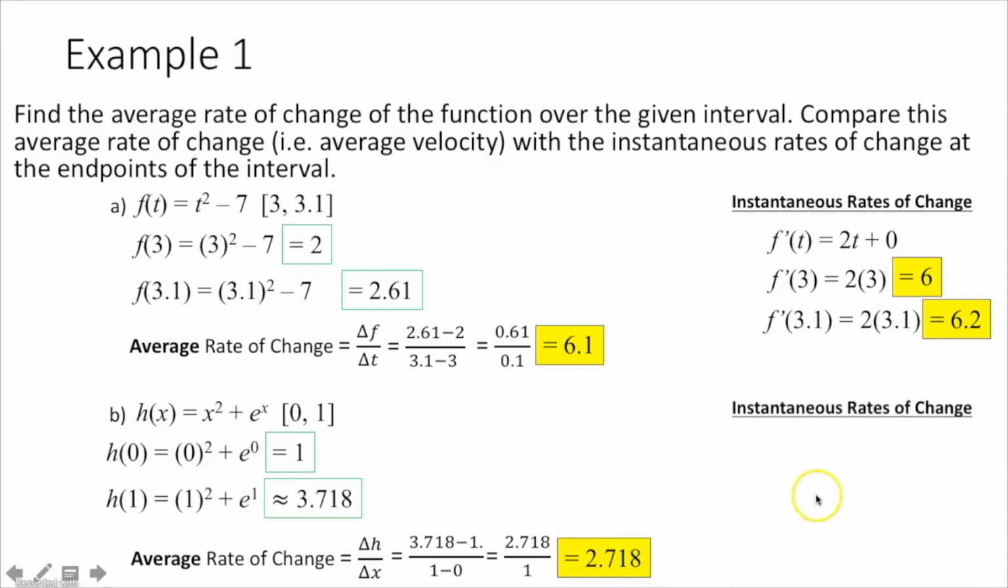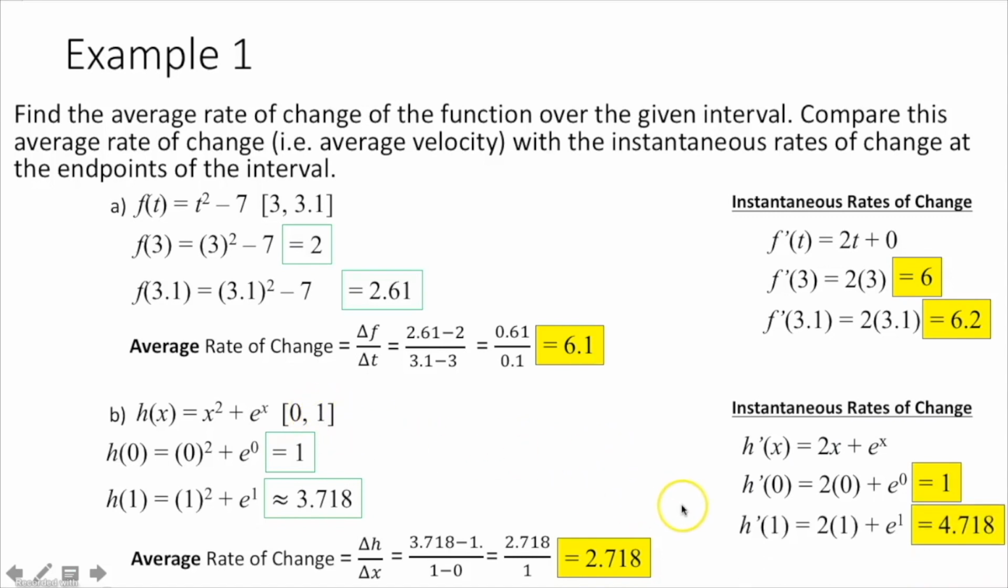Now let's compare that to the instantaneous rates of change at the endpoints. So we take the derivative of our function, the derivative of x squared plus e to the x, which is going to give you 2x plus e to the x. So then you plug in 0 for your first endpoint and you end up getting 1. If you were to plug in 1 for your second endpoint, you end up getting 4.718. So yes, you can see that your average rate of change is the average of those two endpoints.